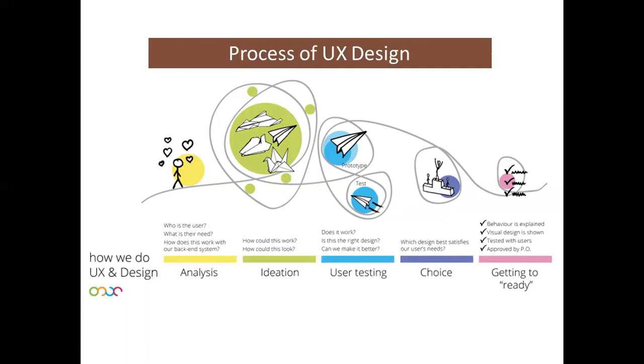Third is the user testing. We need to test the product like it's a beta test of the game. How does it work? Is it the right design? And can we make it better to attract more people to our design? Fourth is the choice. Which design best satisfies our users' needs? And fifth is getting it ready. So our behavior is explained, our visual design is known, it is tested by the users and is approved by the PO.